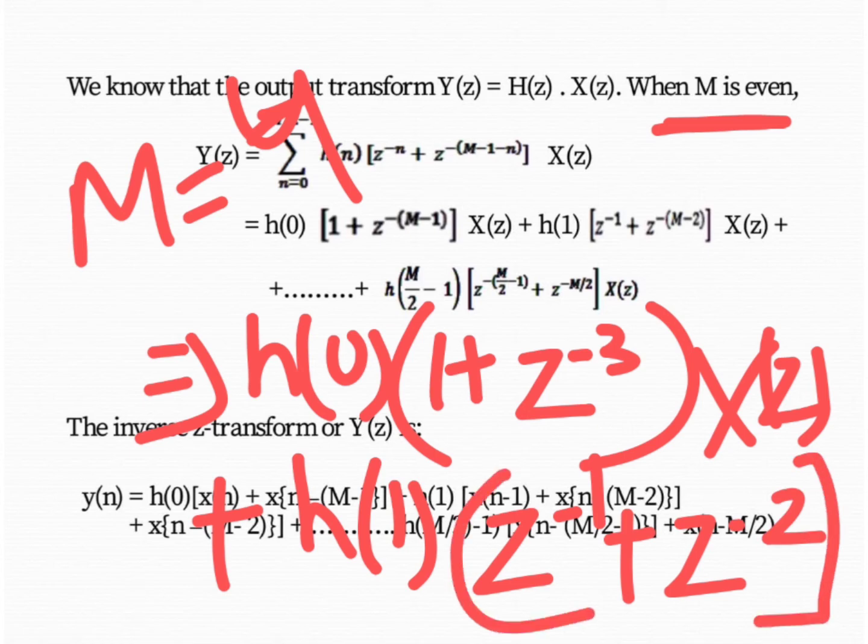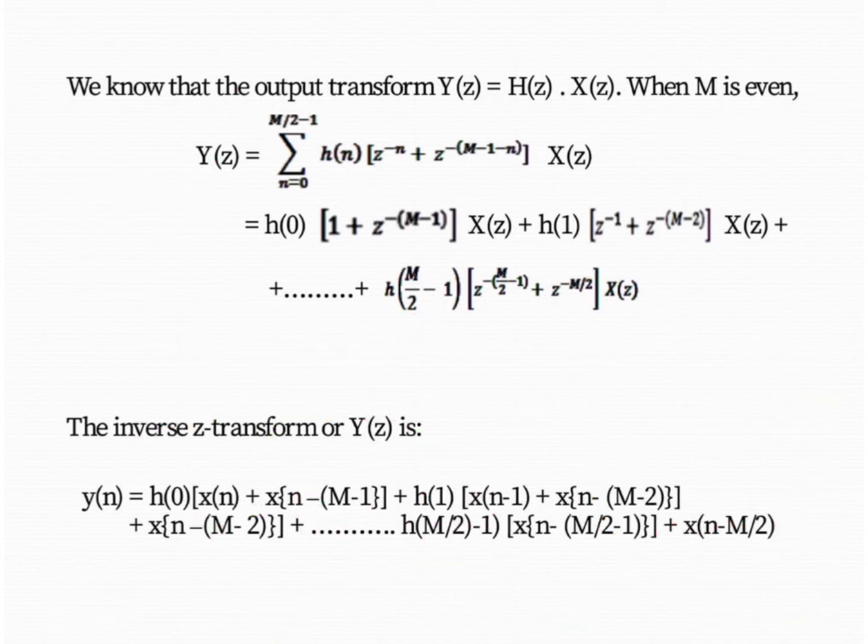So as you can see, the delay function 1 plus z cube has the common coefficient value h0, and the delay functions z to the power minus 1 and z to the power minus 2 have the common multiplier h(1). In this way we reduce the number of multipliers. With the help of an example we can understand more.